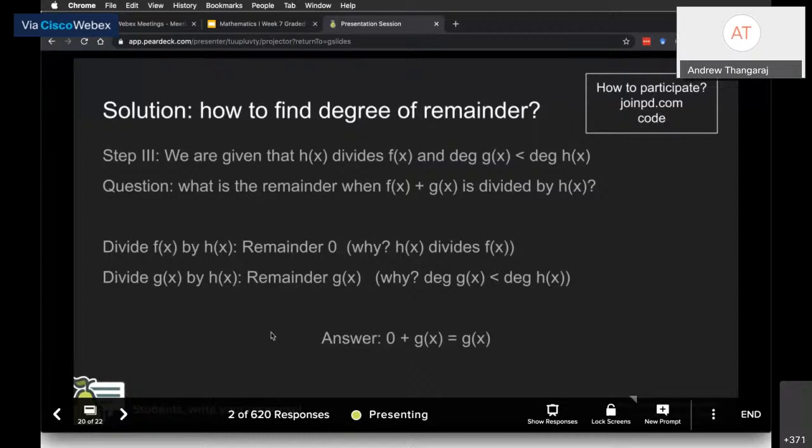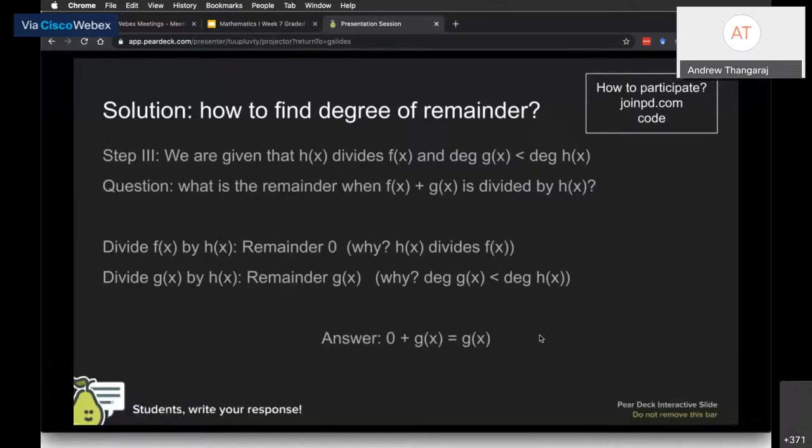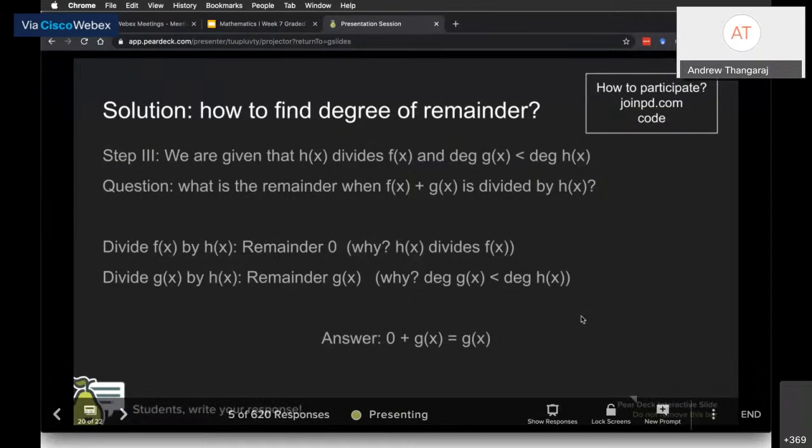So in fact, in this problem, when f of x plus g of x is divided by h of x, you will get the remainder to be equal to g of x itself. So once you get g of x as a remainder, the degree of the remainder is easy to answer. The maximum possible degree is the degree of g of x. Okay. Hopefully that was clear.